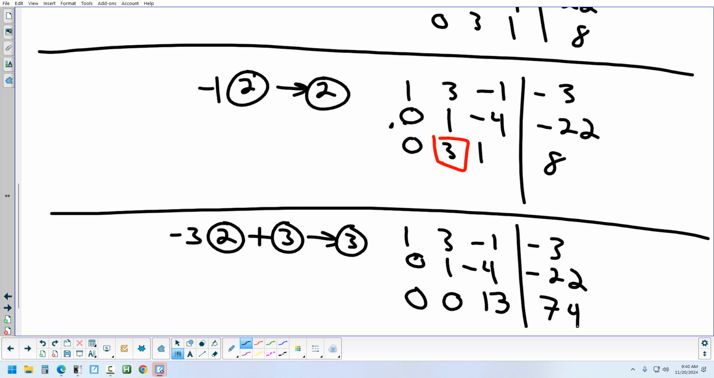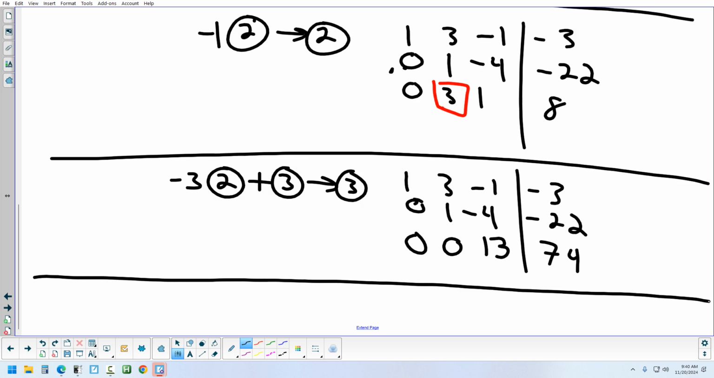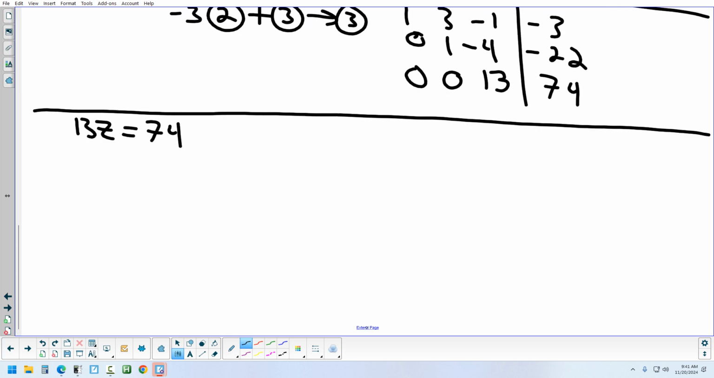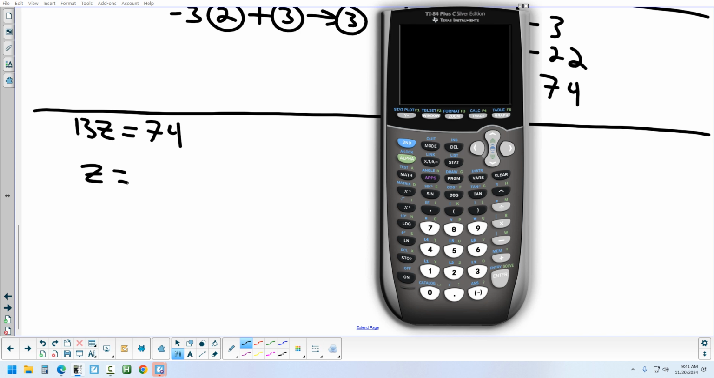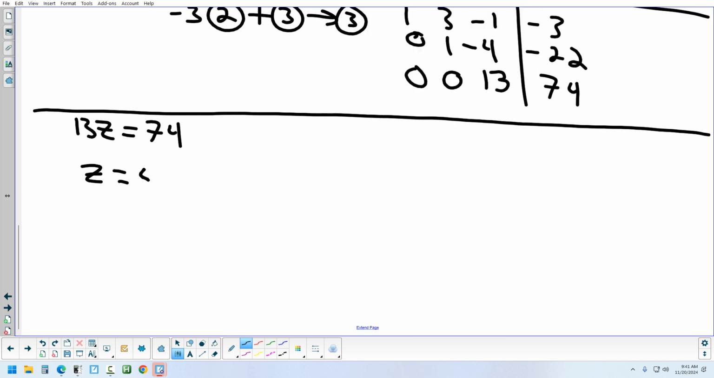So now at this step, we're done with the matrix. Now we're going to use substitution to get our answers. What does that last row tell me? That z is multiplied by 13. So z multiplied by 13 equals 74. Yep. So now we're going to divide that out and see what we get. 74 divided by 13 is 5.69. So getting our answers will take a little bit longer because we do have to type them all in.